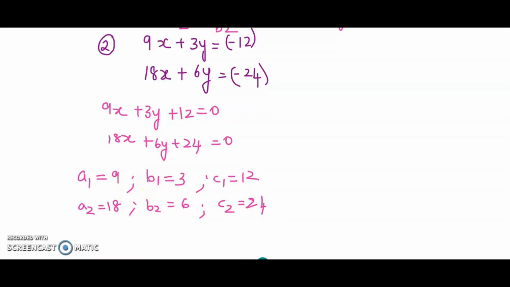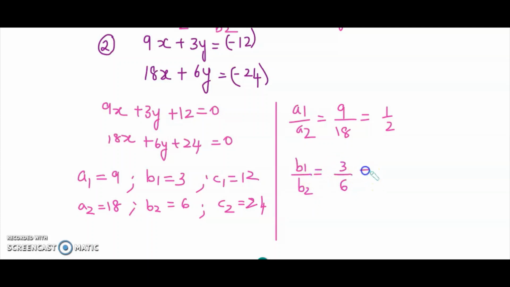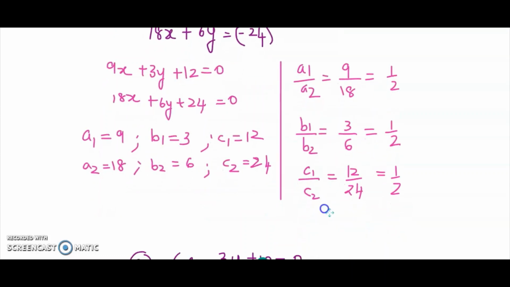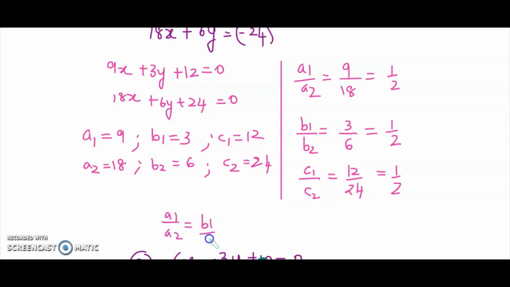So first let us put the ratios and find out whether they are equal or not, and then we'll come to the condition. So a1 by a2 is 9 by 18, which simplifies to 1 by 2. b1 by b2 is 3 by 6, again 1 by 2. c1 by c2 is 12 by 24, again 1 by 2. So all the three ratios are equal. So a1 by a2 equals b1 by b2 equals c1 by c2. That is a coincident line.